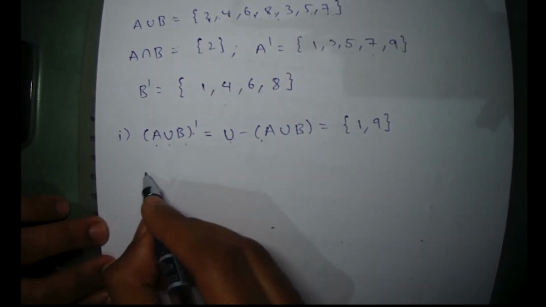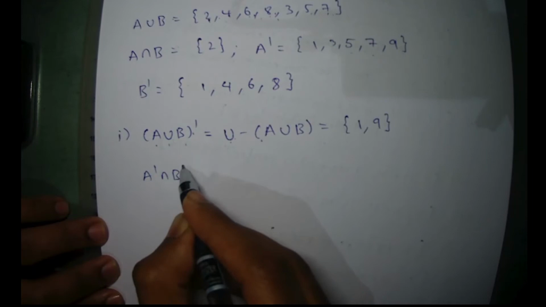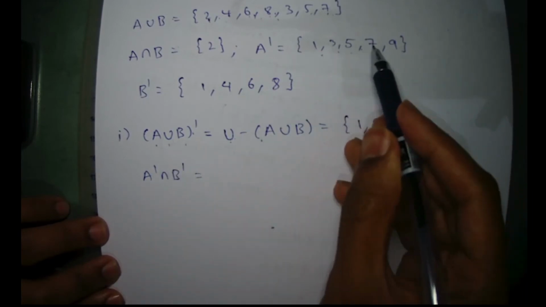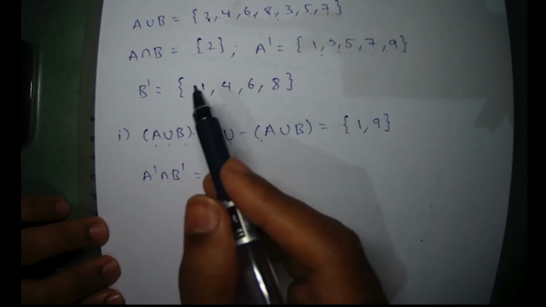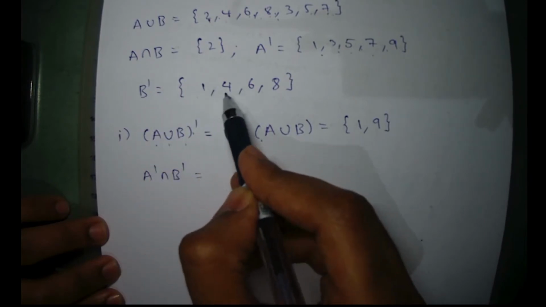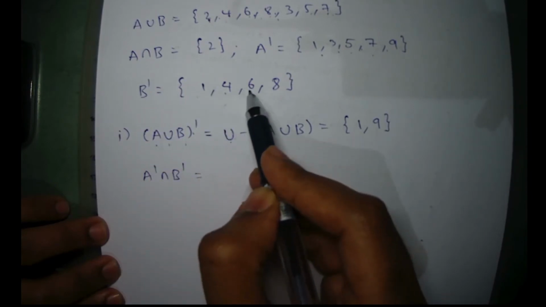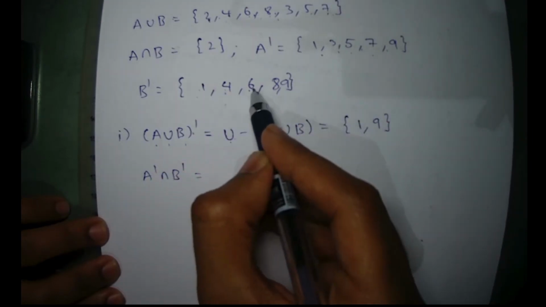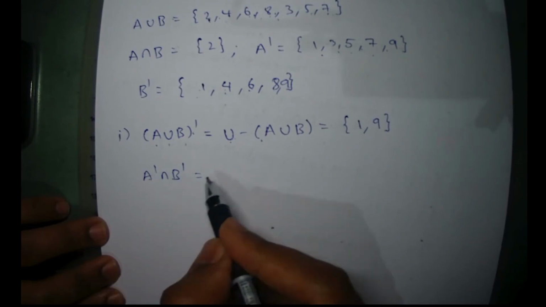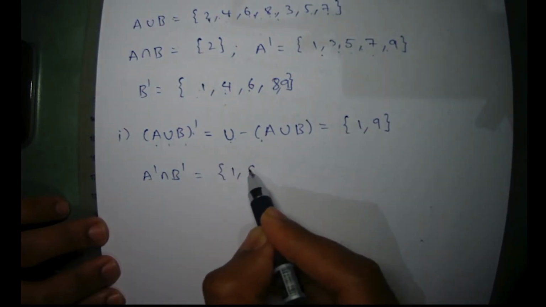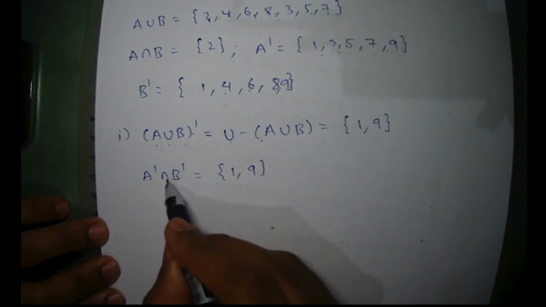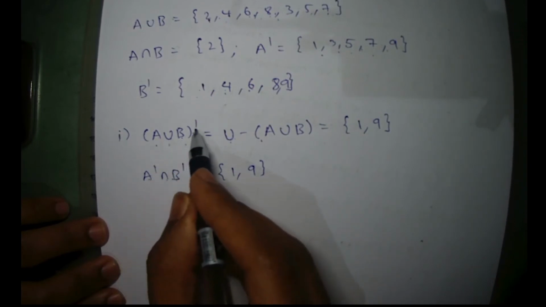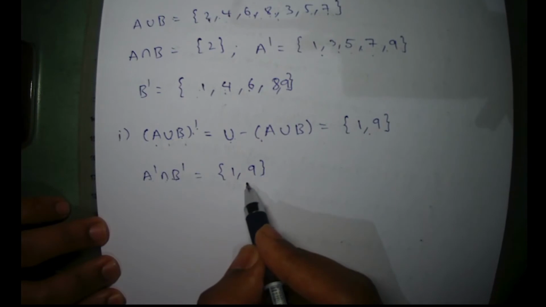Next I have to find A dash intersection B dash. I know A dash is 1, 3, 5, 7, 9 and B dash is 1, 4, 6 and 8. Sorry, I missed the term here, 9. So B dash is 1, 4, 6, 8 and 9. So when I do A dash intersection B dash, we get 1, 9. So we see that A dash intersection B dash is the same as A union B dash, which is 1, 9.